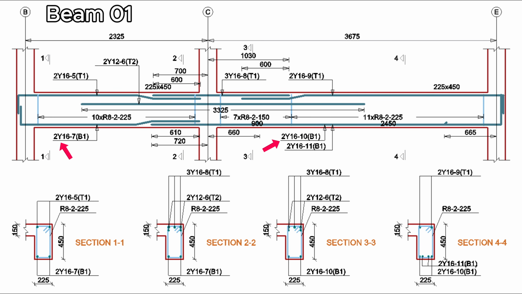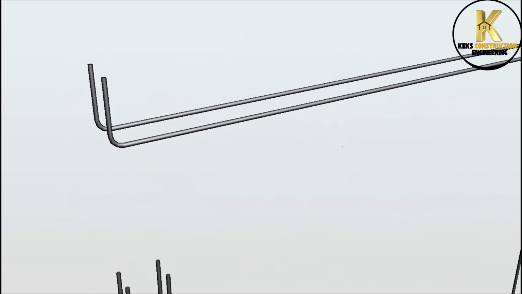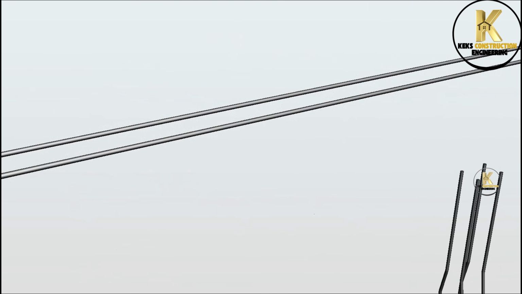Let's start with the bottom bars. This means that we're to provide two pieces of 16 mm bars across the both span. Hence, add the total span length and the development length at both ends. Now, let's execute it practically on site. This is the 2 pieces of 16 mm bars required at the bottom.